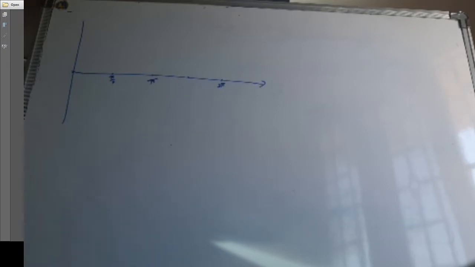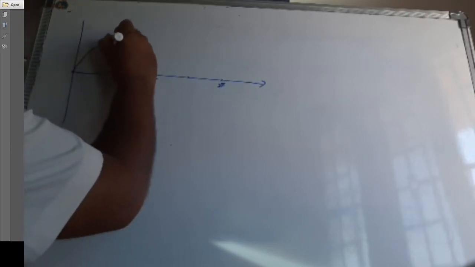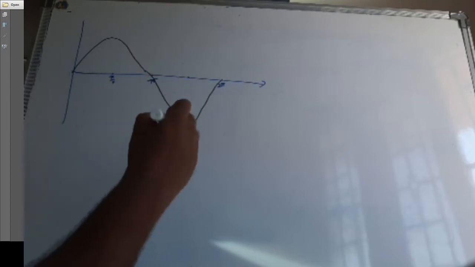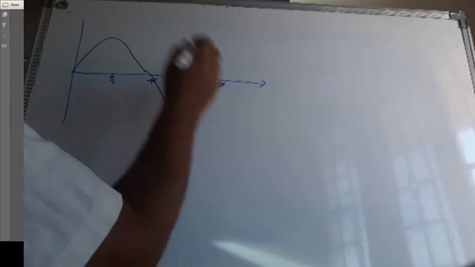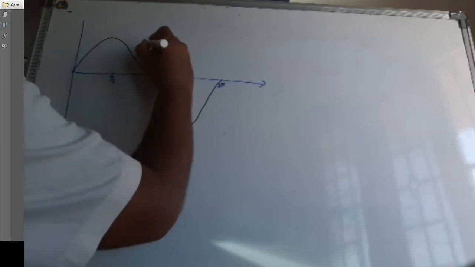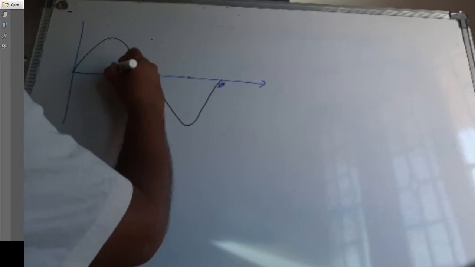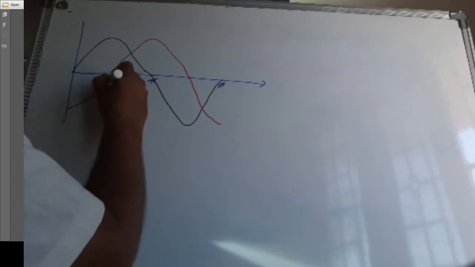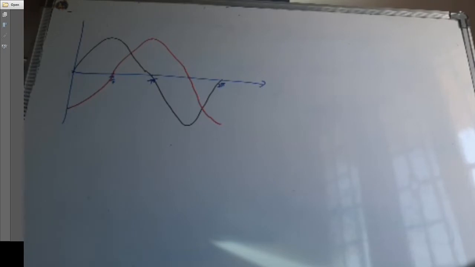We have two waveforms now. The first waveform starts at 0, reaches the maximum, and reaches 0 at here. And here there is another waveform which starts at 0 and reaches maximum. These are the two different waveforms. Now we are going to represent this as a phasor diagram.